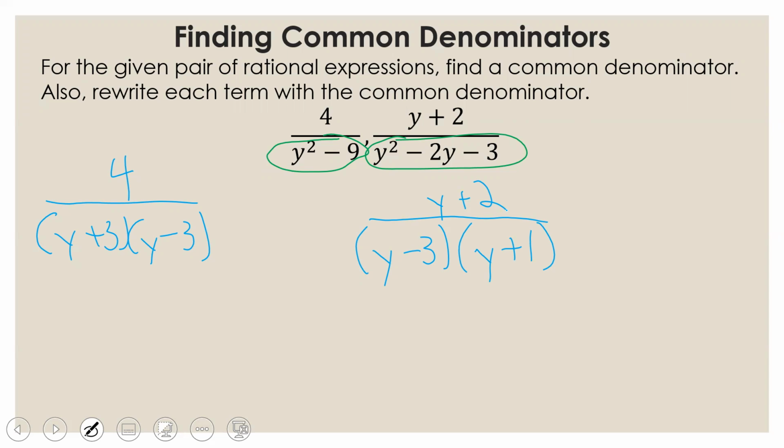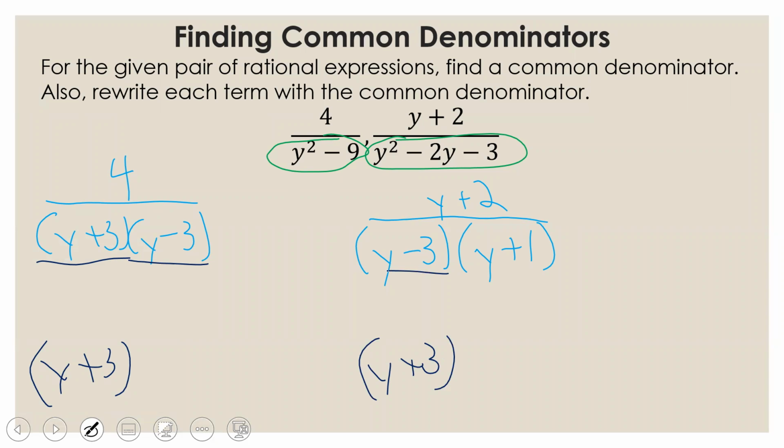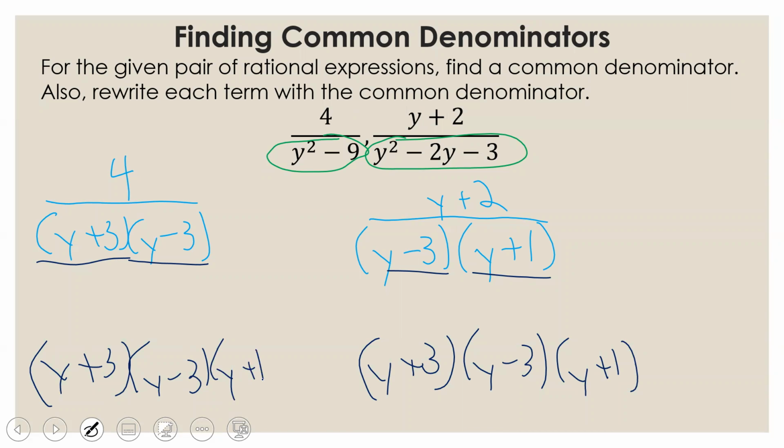And now we want to find our common denominator between these two. And to do that, what we want to look at, again, is what's the same and what's different between the two. So notice, first of all, this first denominator here has a y plus 3. That's not in the second one. So that's going to need to be in our common denominator. So they'll both have y plus 3 down there. They both have a y minus 3, so that needs to be in there as well. And then this one has a y plus 1, and so that needs to be in both denominators.